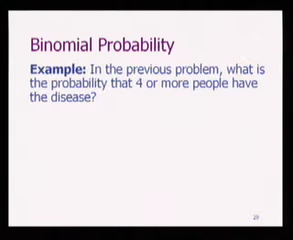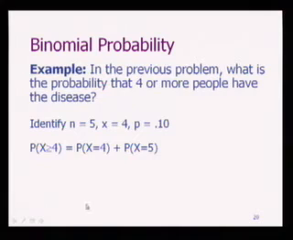Okay? Well, if you do that, that means what? Actually, you're interested in the outcome that is greater than or equal to 4. If you can find the chance of 4 people having the disease and 5 people having the disease and add them together, there's no other possible outcome. 4 or more means 4 or 5 because the total sample is 5, right? You cannot have more than 5.